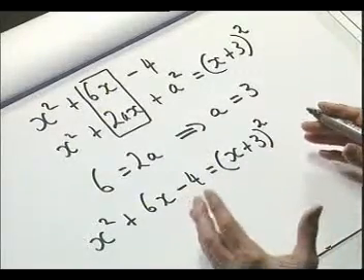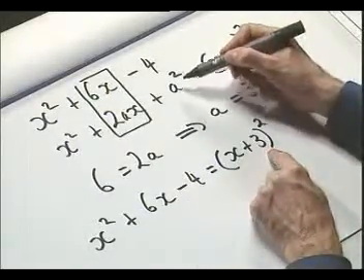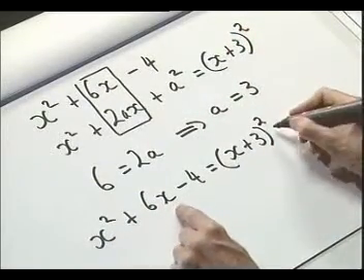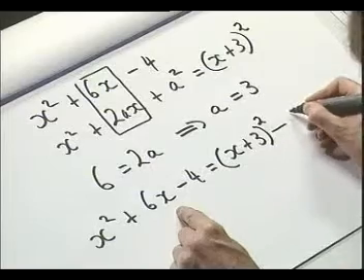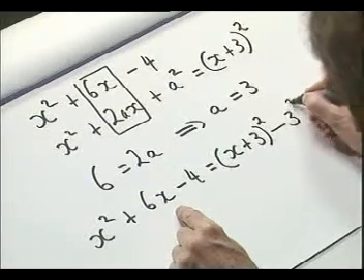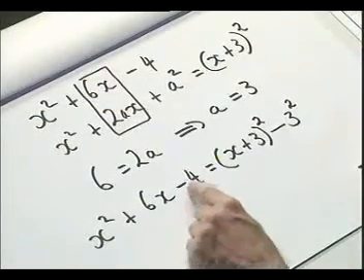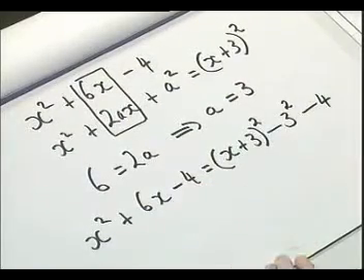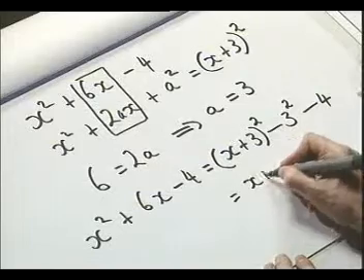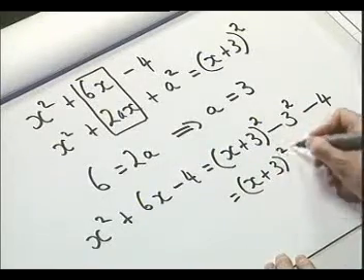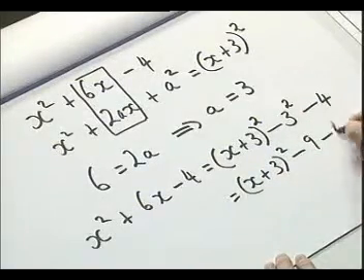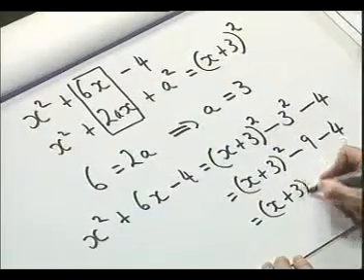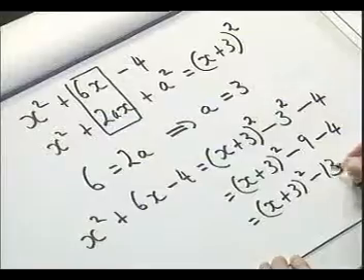Now what more have I got? Well, I've added on a squared, so I've added on 9. So I've got somehow to get rid of that. Well, let's just take it away. Minus 3 squared. And then I can keep this minus 4 at the end as it was. So now I have x plus 3 all squared minus 9 minus 4 gives me x plus 3 all squared minus 13.